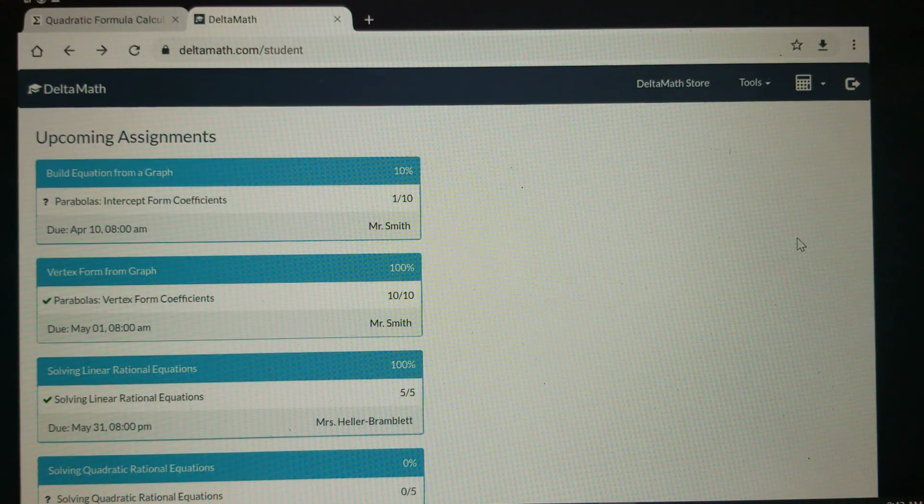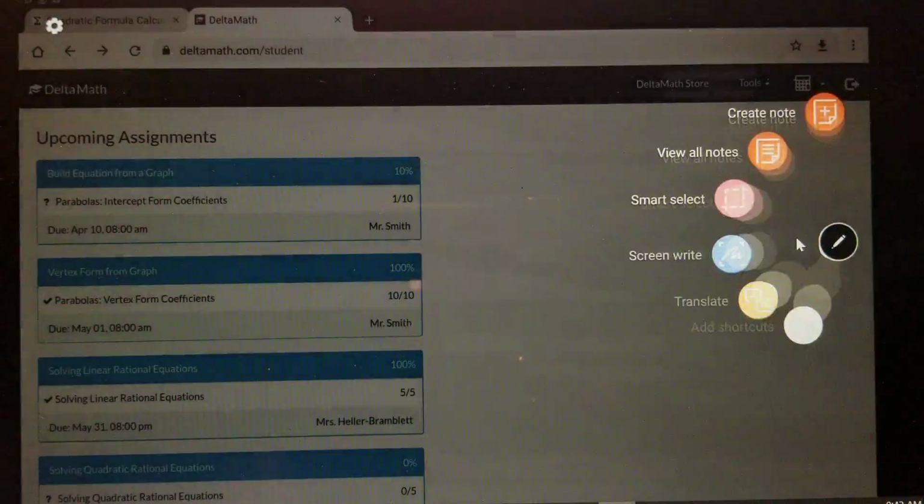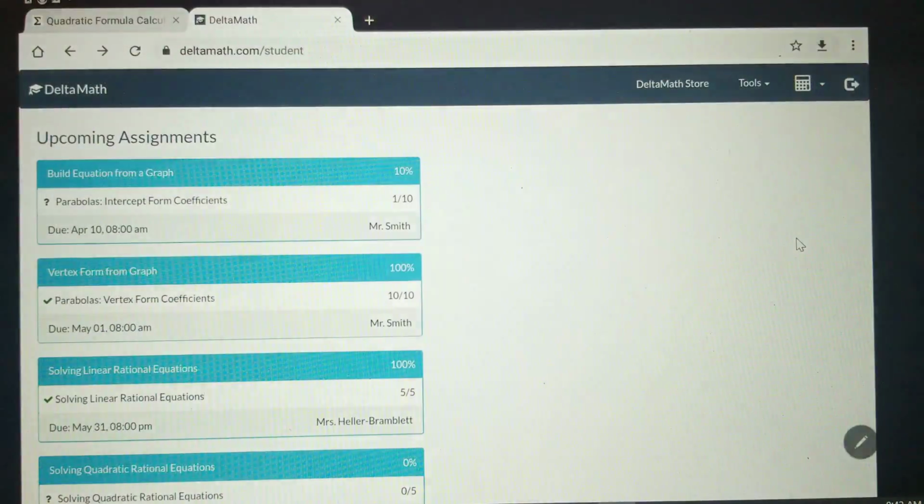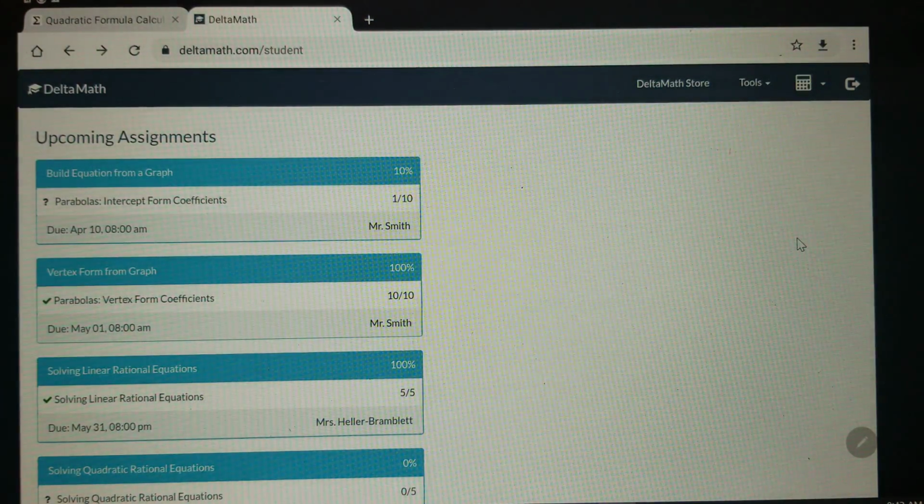Hi everyone, this is a quick tutorial on how to do one of your DeltaMath lessons. It's this one at the top. It says build equation from a graph, Parabolas, Intercept Form Coefficients.